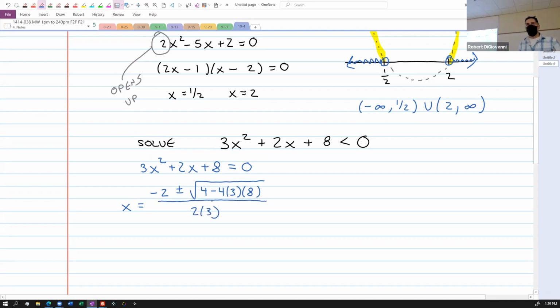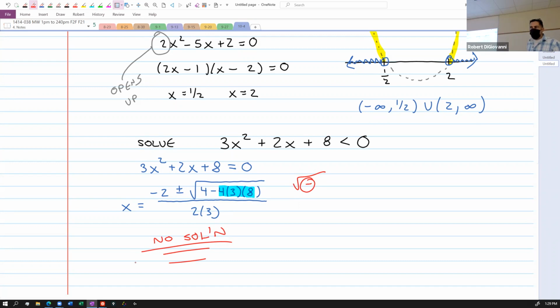And you're going to run into a problem here because underneath the root, when you take 4 times 3 times 8 away from 4, it's going to be a negative number. So you have the square root of a negative, which we can't do. That means there are no real number solutions to this. Understand that? Bobby, you good?